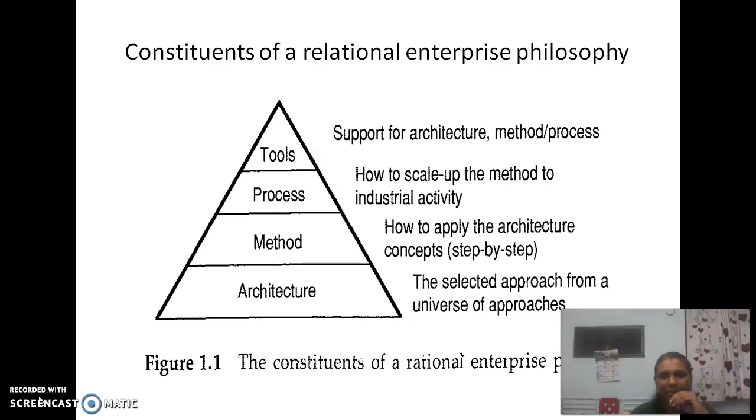Unless and until there is a process, the entire thing lands into chaos. So therefore, we need to scale up a method to progress in an industrial activity. And then we have something called a method to see how to apply the architecture concepts in a step-by-step fashion. And the architecture will determine the selected approach from a universe of approaches.